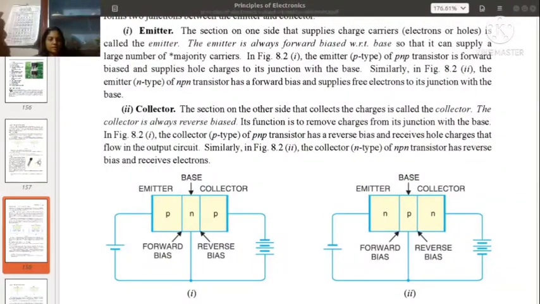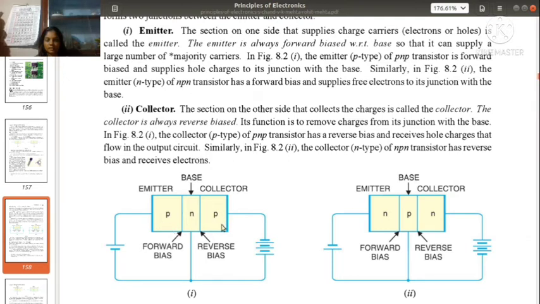The next region is collector. So the section on the other side that collects the charges is called collector. So if this is emitter, this is collector. Okay, and the collector base junction is always reverse biased. Its function is to remove charges from its junction with the base. Okay, the collector, P type of PNP transistor, has reverse bias and receives hole charges that flow in the output circuit.